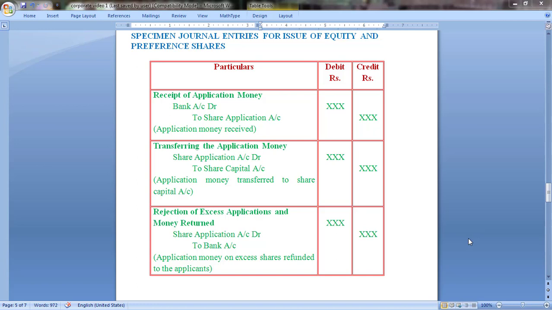That 20 rupees which are collected from the people as application money will be transferred to share capital. Then the third one is rejection of excess application. In case we get any excess application, for example, instead of 20 rupees, if we collected 30 rupees, then the 10 rupees will be refunded to the excess applicant. For that, the entry is share application account debit to bank.